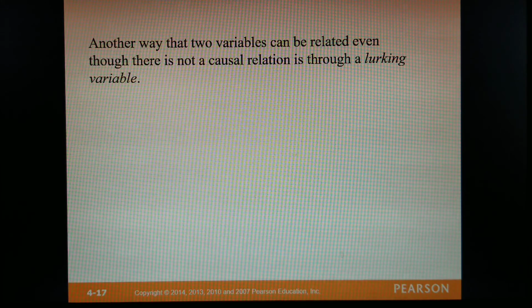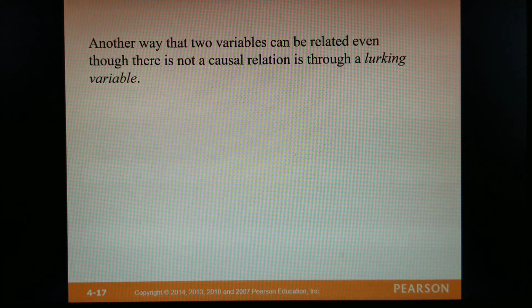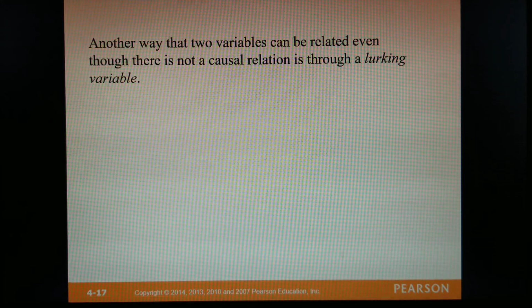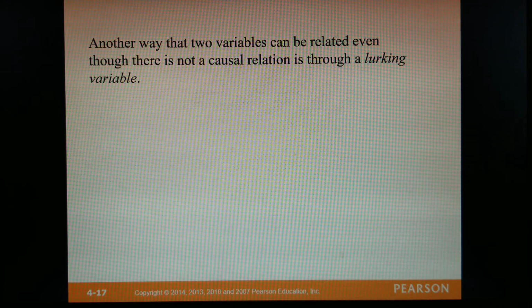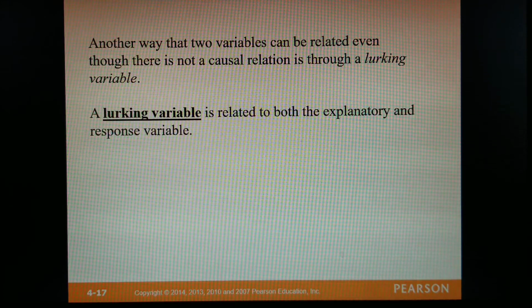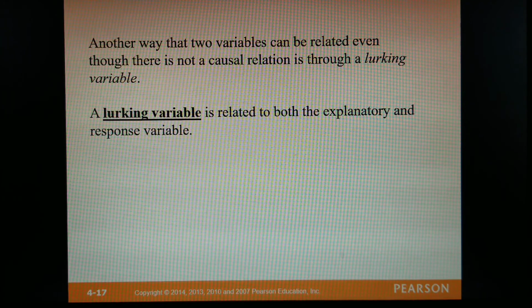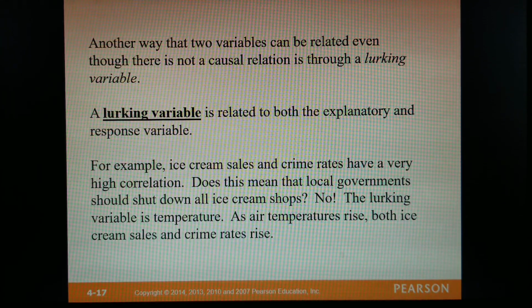Okay. All right, so another way two variables can be related, even though there's not a causal relationship, could be through a lurking variable. All right, so the lurking variable, that remember was related to both your explanatory and response variable. For example, ice cream sales and crime rates have very high correlation. All right, so does this mean the local government should shut down all ice cream shops? No. See, there's a lurking variable there of temperature.